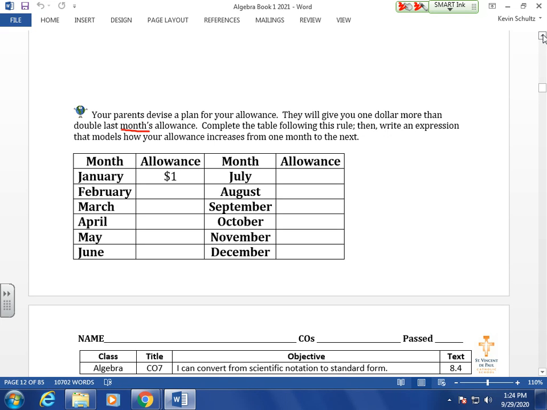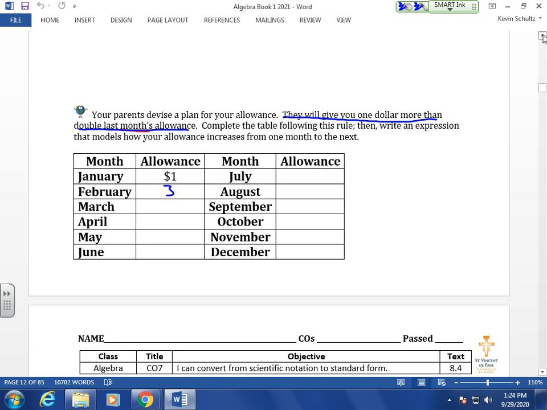But to Mackenzie's question. For this one, it says your parents devise a plan for your allowance. They will give you $1 more than double last month's allowance. That's kind of the important phrase here, right? $1 more than double last month's allowance. So if in January you had $1 of allowance, in February you'll get 1 more than double that. How much will you get in February? 3. Double 1 is 2, plus 1 more would be 3.